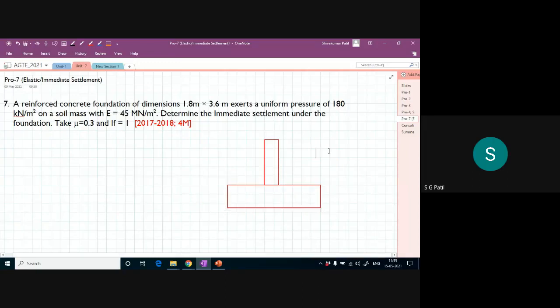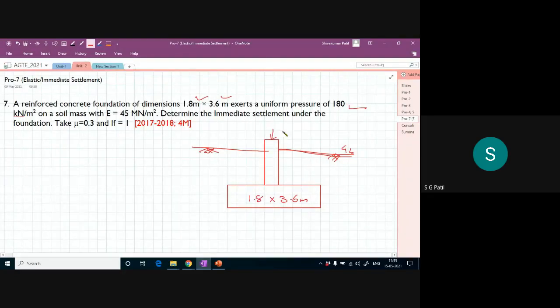Okay, so what is the dimension of the footing? 1.8 meter by 3.6 meter. So this is maybe the ground level. This is my ground level. It exerts a uniform pressure of 180 kilonewton per meter square.